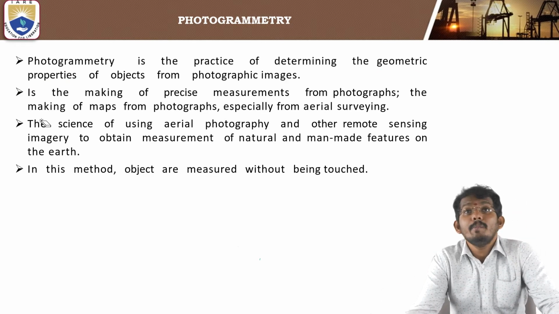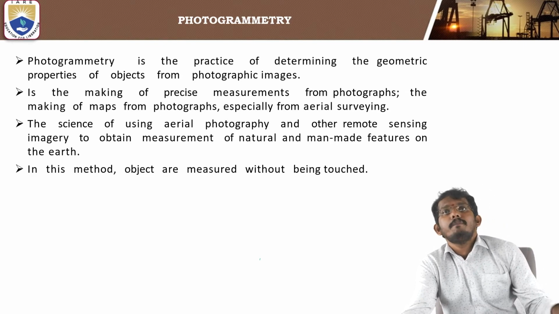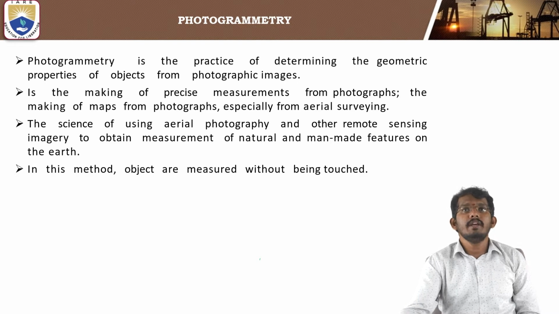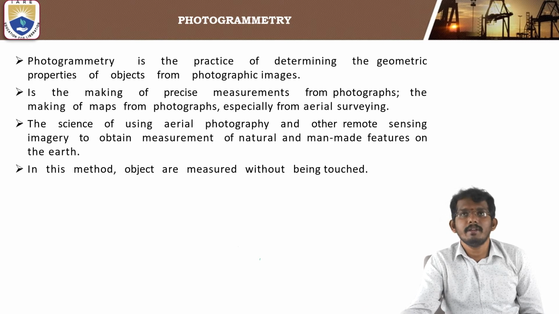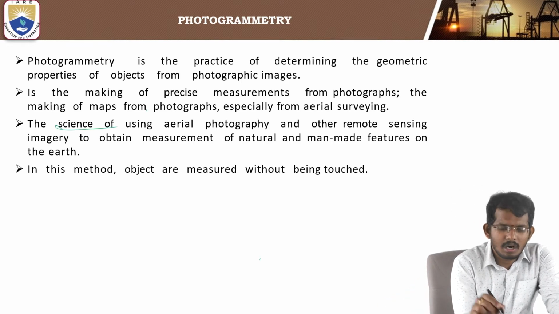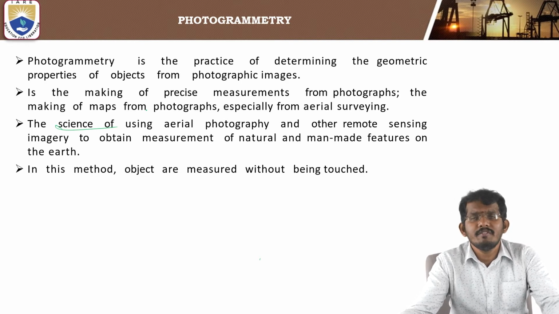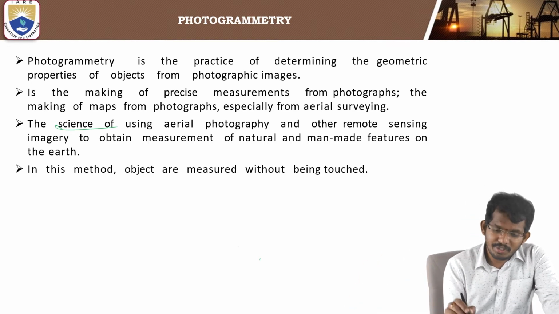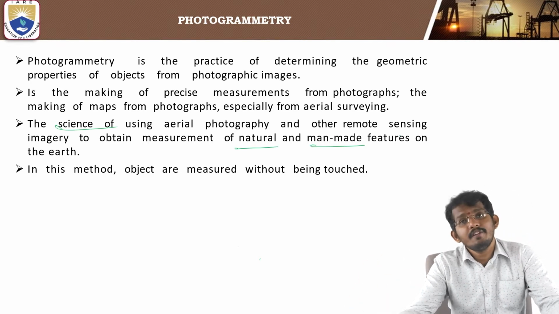So this is why the geometrical properties of an object can be measured. It is the making of precise measurements from photographs. It is the making of maps from photographs, especially from aerial photographs. It is the science of using aerial photography and other remote sensing imaging to obtain measurements of natural and man-made features on the earth. It is a science or art of engineering in which physical quantities of an object can be measured using aerial photogrammetry. So here we can measure natural as well as man-made features.